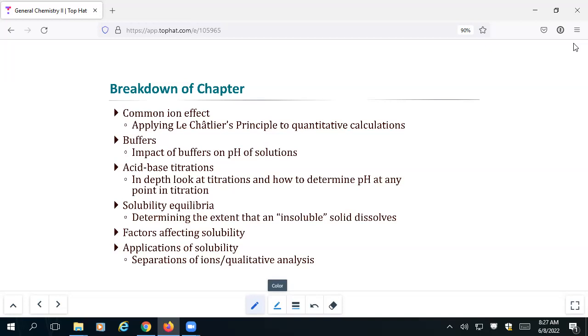We'll also take a look at some individual factors that can affect solubility. And the good news is we've already explored some of that in lab, at least from a qualitative standpoint. We've talked about the formation of complexes. We've talked about acid-base reactions for certain kinds of hydroxide compounds. We've done some of that already. We're just going to reinforce it here.